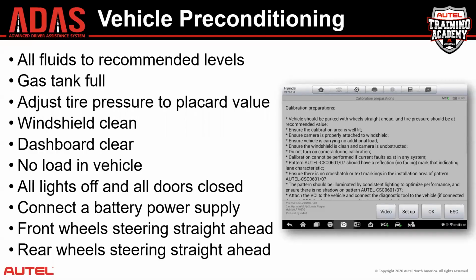So now here's what it really comes down to: the vehicle preconditioning instructions. These are different for each vehicle make. They're different for each form of calibration, but there are some commonalities between, and I've got some examples here on the screen. So these preconditioning instructions are what the OEM states are necessary for us to check or do in order to perform an accurate calibration. So for instance, all fluids to recommended levels.